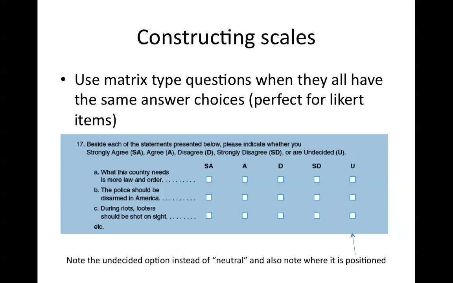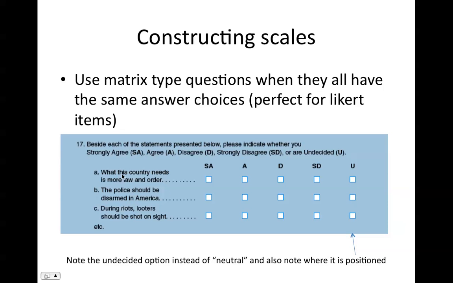Another good idea is to combine your questions into a matrix, just like this. There's not anything added here except the simplicity of having multiple questions in one box. Essentially, beside each statement presented below, please indicate whether you strongly agree, disagree, or strongly disagree. And also notice there's an undecided category, which could be neutral or don't know. It's sort of the extra category that we'll discuss in a second.